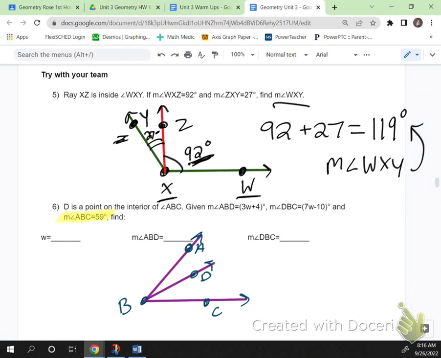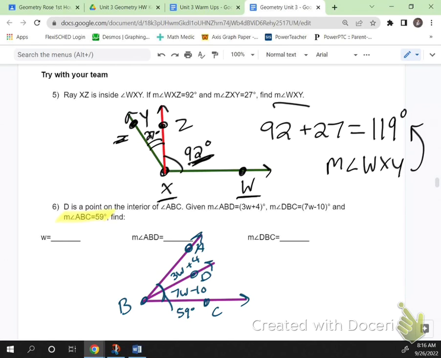Again, what matters is that we're doing angle addition. This is going to be 3W plus 4. This is going to be 7W minus 10. We know this whole thing is 59 degrees. So what equation should we make? So we can find W and then find the other measures.